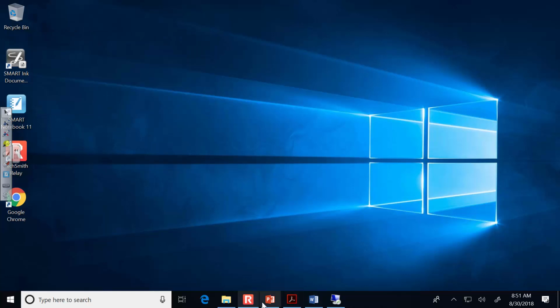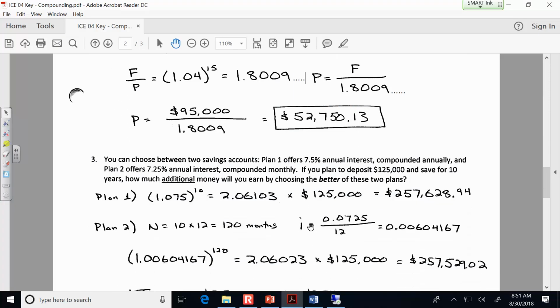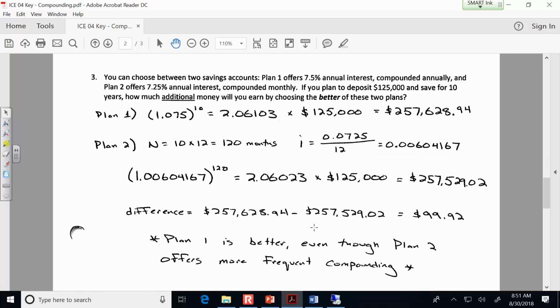Okay, so as I mentioned, there's 2 ways to solve problem 3. On the projector here, on the TV, I'm showing you one of the methods. Plan 1 is easy because on plan 1, we've got the annual interest. It's compounded annually, so n is 10 since there's 10 years. So you can see what we've got is some factor, and this factor is the ratio of the future to the present. So if I multiply that ratio by the present, it gives me the future.